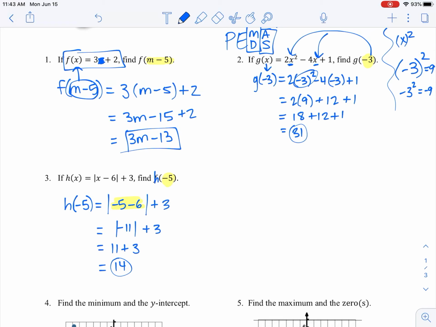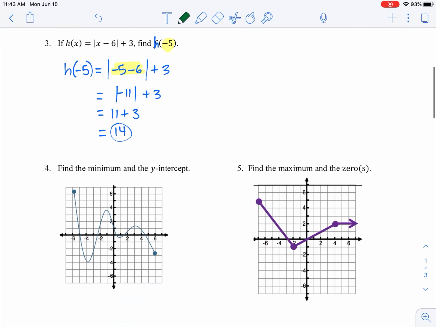All right, so this is what the front page of your assessment will look like. You have to just take whatever's in the parentheses, replace it wherever you had an x, and then simplify using order of operations and make sure you show all work.